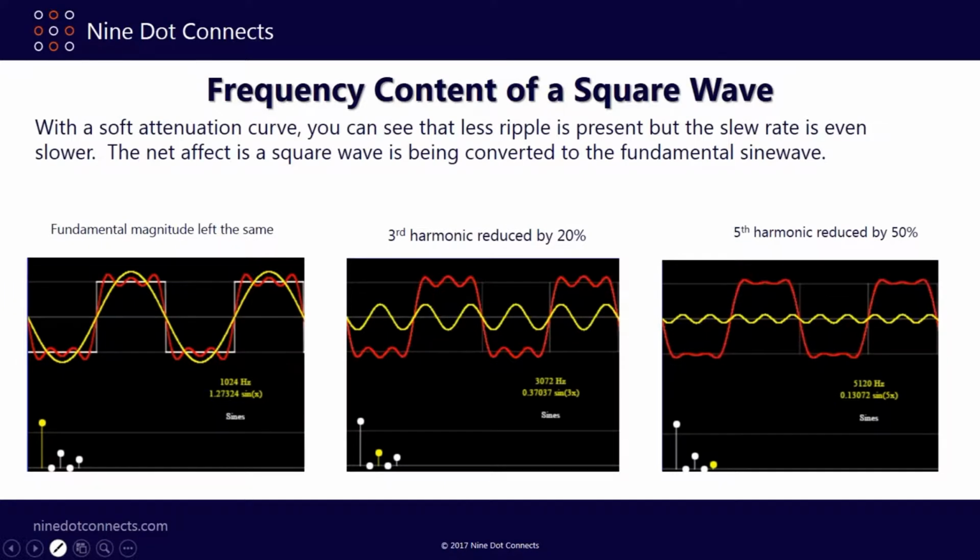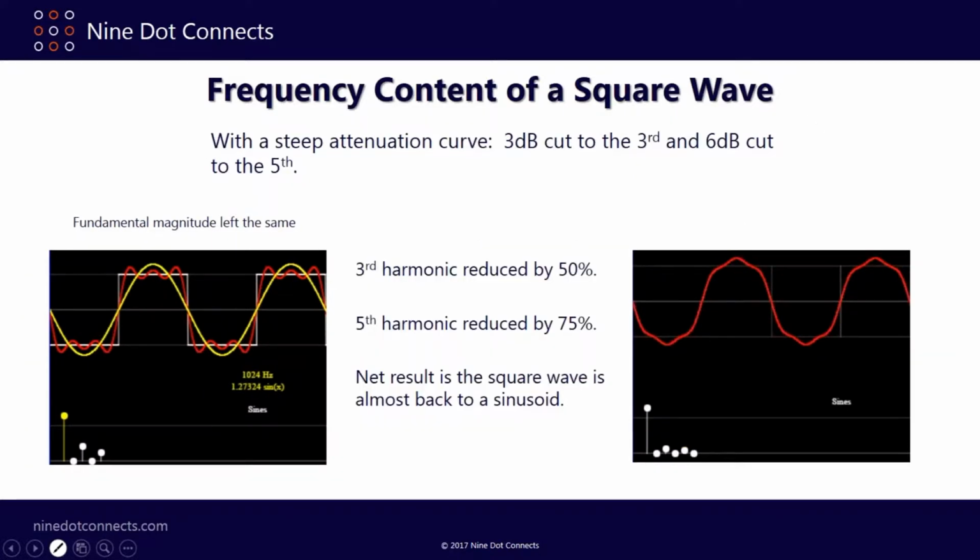With a soft attenuation curve, you can see that there is less ripple present, and the slew rate is even slower. So that's what you see here: if I take the third harmonic and reduce it by 20%, and the fifth harmonic and reduce it by 50%, notice how much softer this curve is. There's a little bit less ripple, but it's still a slow wave rising time. Now, if I feed this into a steep attenuation curve, applying a 3 dB cut to the third and a 6 dB cut to the fifth, notice that I've almost got my fundamental back.